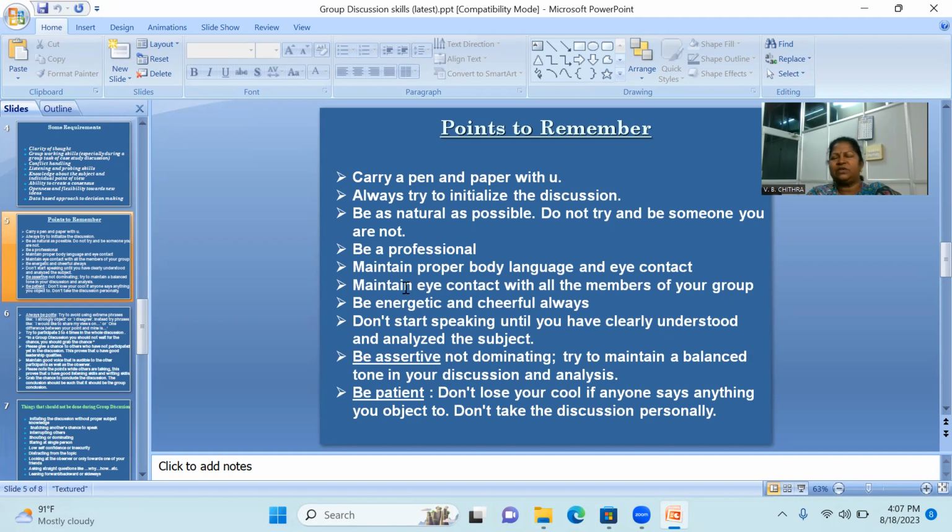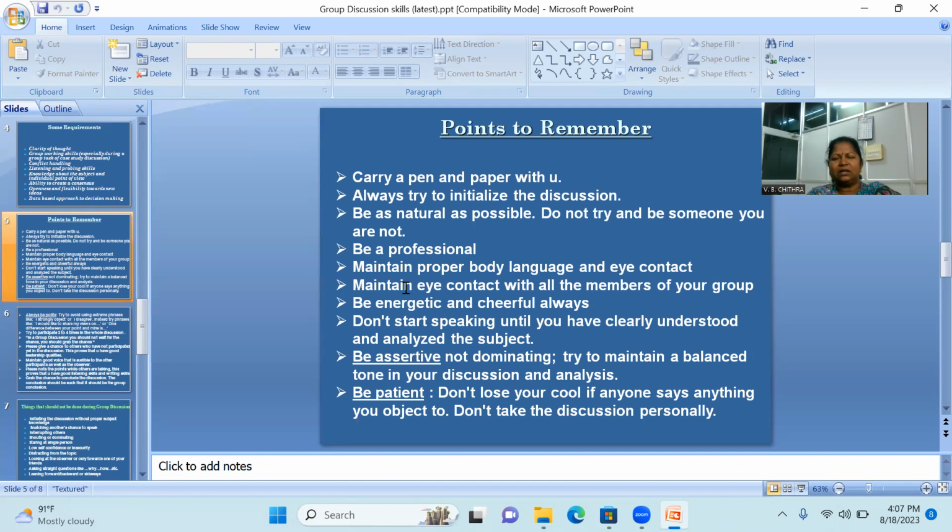Be a professional and behave like a professional. Maintain proper body language and eye contact. These are some of the desirable characters to be observed in a person who is going to discuss in a group. Try to maintain eye contact with all the members of your group, and be energetic and cheerful always. In a group discussion, these qualities are required for any person.